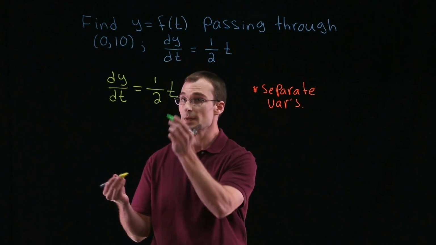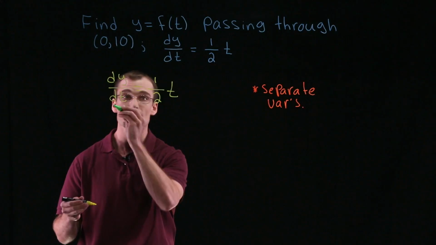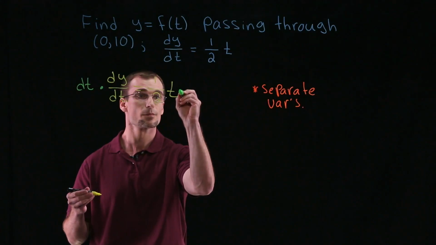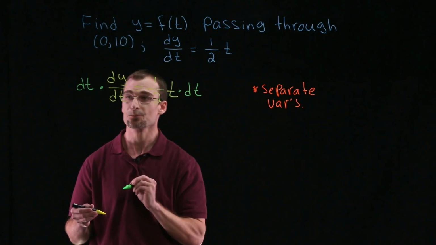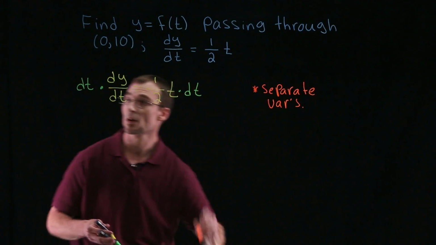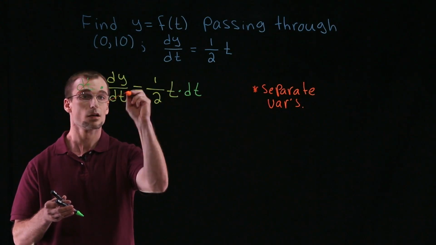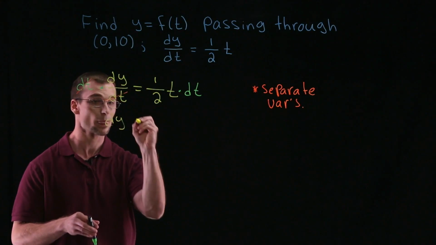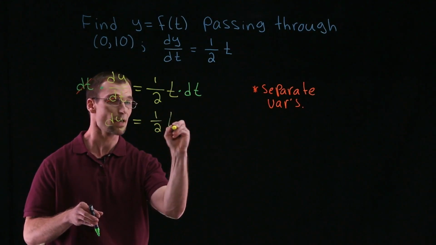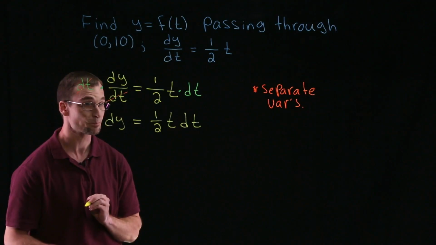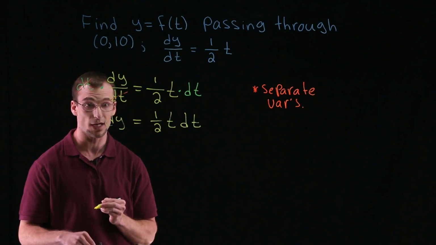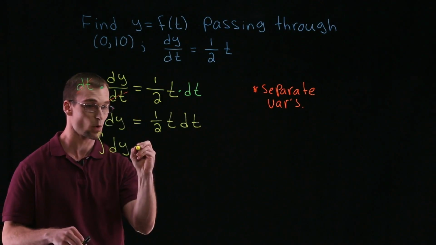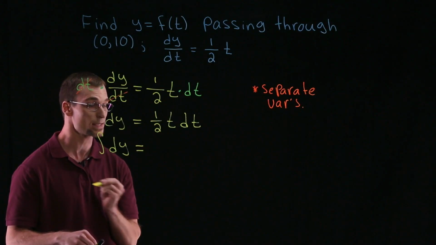So what we have is dy/dt, again, equal to 1/2 t. So we can, say, multiply both sides by our differential dt, and seeing on our left-hand side, our dt's will cancel, giving us the equation dy equals 1/2 t dt. And so now to solve this, we integrate both sides. So we're going to take the integral of the left. So the integral of dy is equal to the integral of 1/2 t dt.